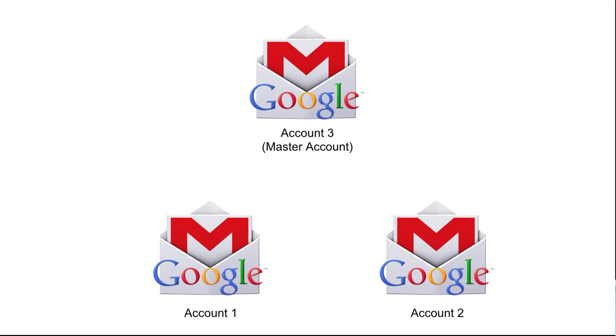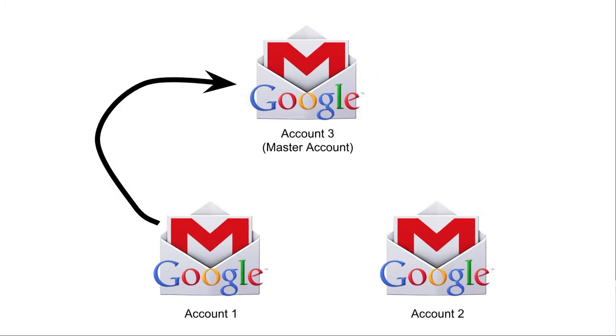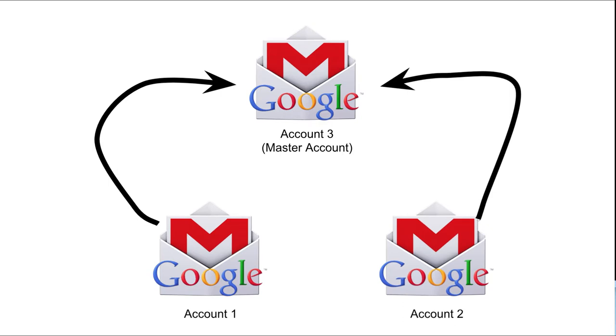Luke has three email accounts that he needs to check daily. Account 1, Account 2, and Account 3. Luke wants to be able to check all emails sent to him and reply to them from Account 3. This can be easily done. The first step is to log into Account 1 and tell it to forward all emails to Account 3. Then, log into Account 2 and tell it to forward all its emails to Account 3. Now all Luke needs to do is check his master account, Account 3.